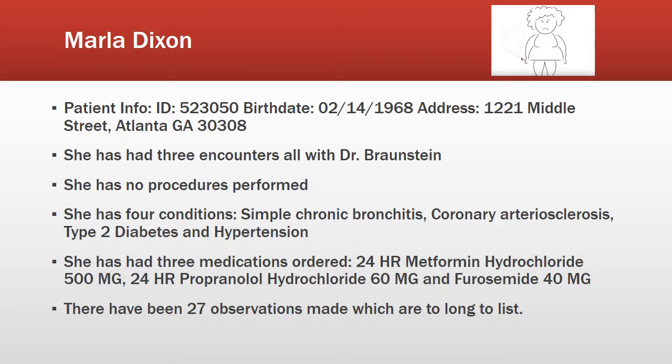She's had 3 encounters, all with Dr. Brownstein. She has no procedures performed on her. She has 4 conditions: simple chronic bronchitis, coronary arteriosclerosis, type 2 diabetes, and hypertension. She has 3 medications ordered: 24-hour metformin hydrochloride, 500 milligram, 24-hour propranolol hydrochloride, 60 milligrams, and furosemide, 40 milligrams. There have also been 27 observations made on her across her encounters, and I do not have them listed here.